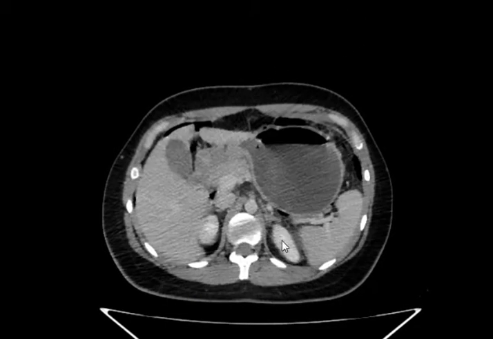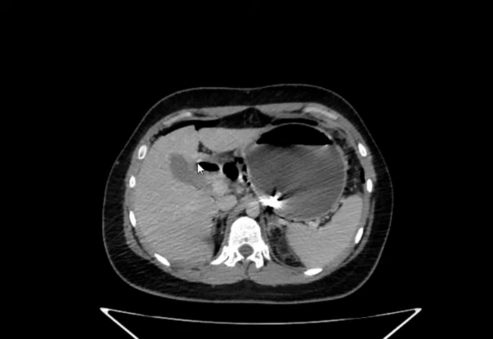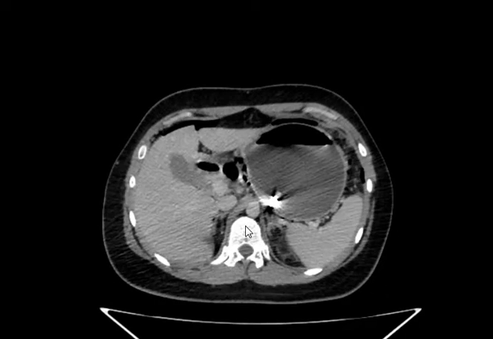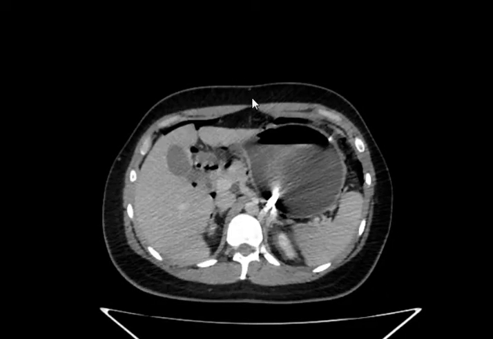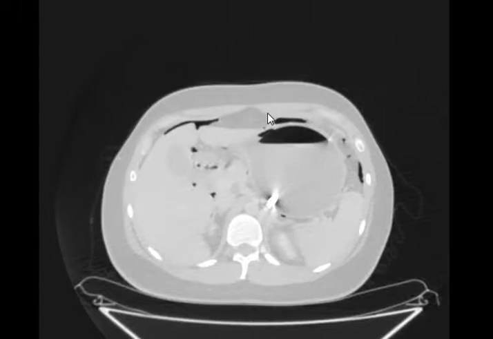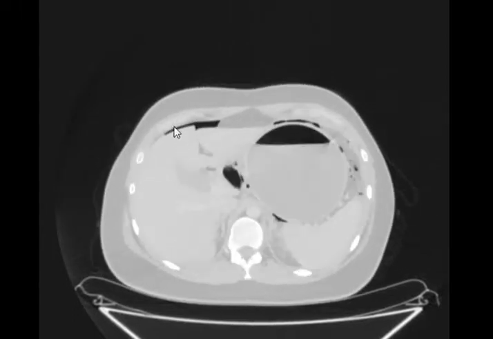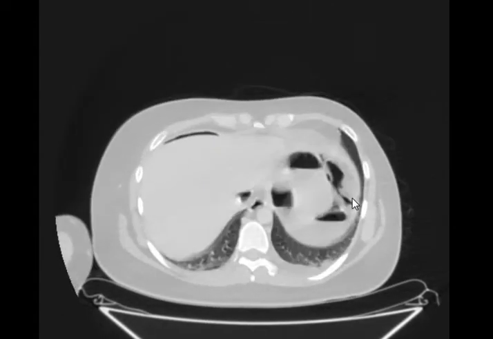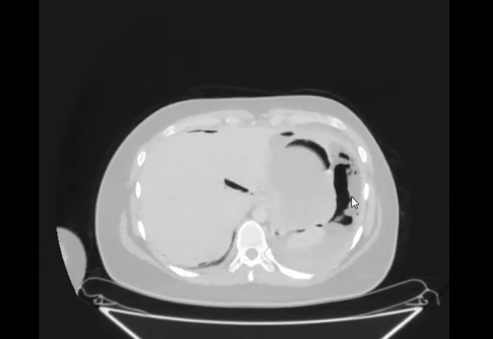Just go ahead. Lung window. There is gas here around the border there. You can't change into lung window. Just let me. There is also gas anterior to the diaphragm here. Good. So there is extraluminal gas. Yes.